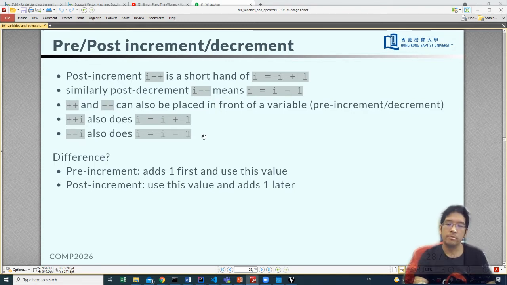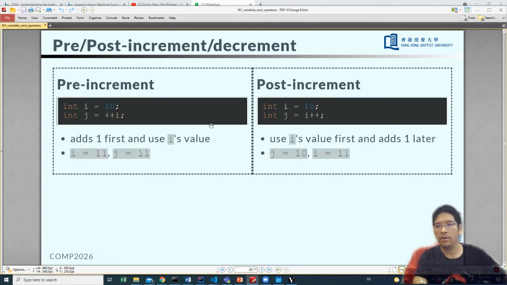Both of them will do plus 1 or minus 1, but in pre-increment, the change of the value will happen first. We will add the value by 1 first and then use the value. In post-increment, we will use the old value and then add the value by 1. Now, what does it mean by use the value? Let's take a look at the example below.